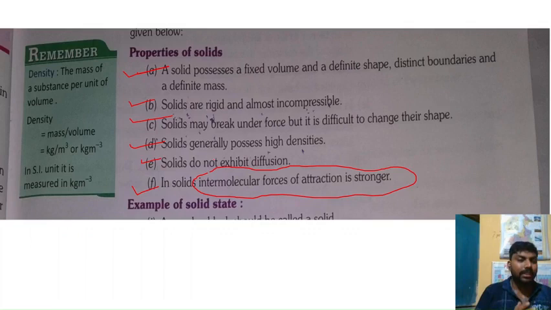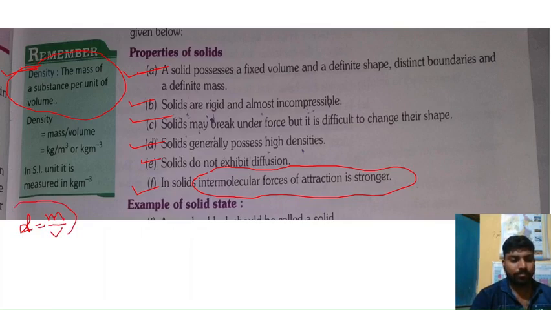What is density? The mass of a substance per unit volume is known as density. In your left corner, the definition of density has been given. So if I write it like this, density equals mass per unit volume. Like these numerals, we can explore it like this.